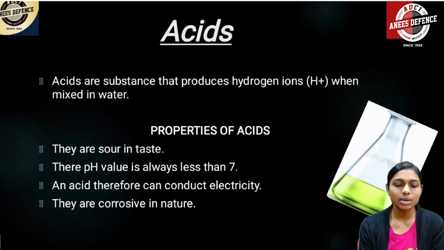Acids are substances that produce hydrogen ions, meaning H plus ions, when mixed in water. So let's come to properties of acids. The first one is they are sour in taste. Then their pH value lies between 1 to 7, meaning always less than 7. An acid can conduct electricity. They are good conductors of electricity. They are also corrosive in nature.